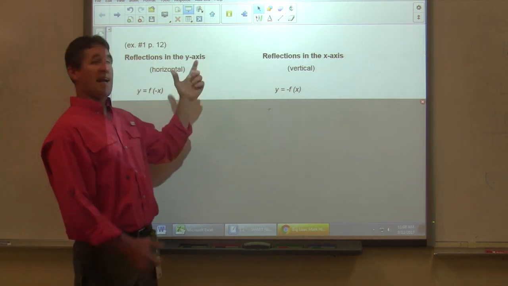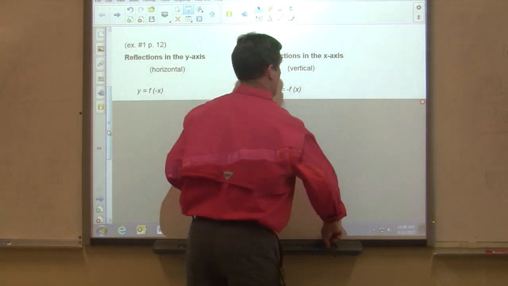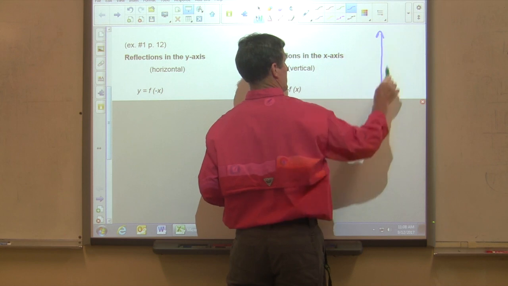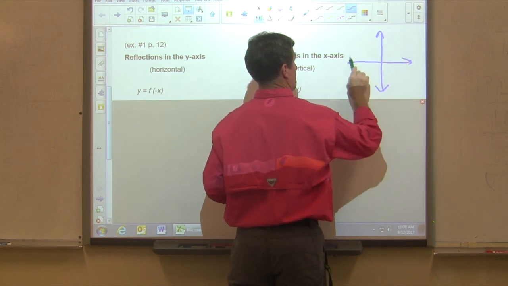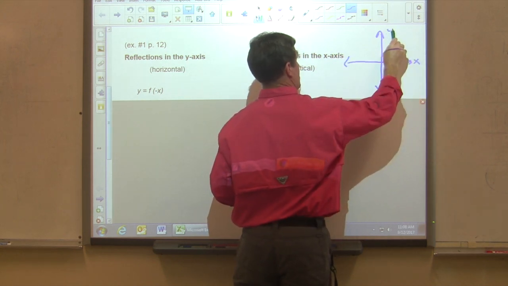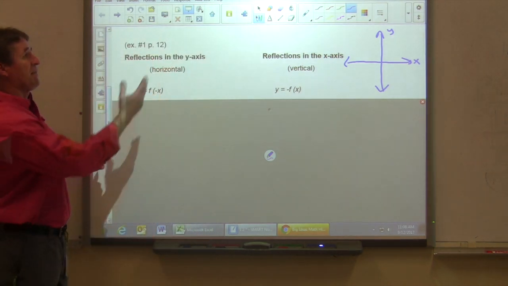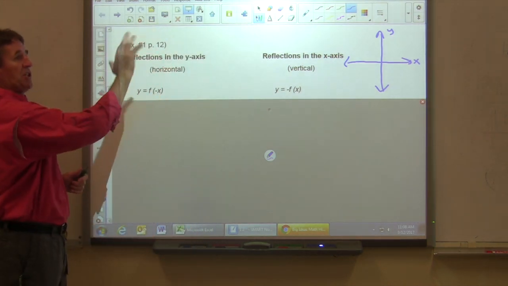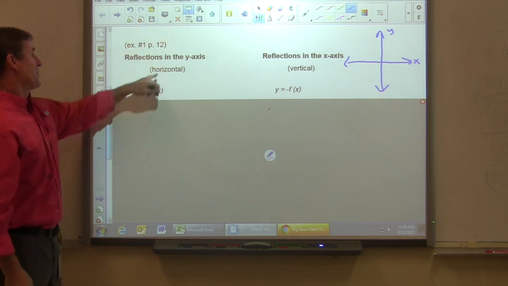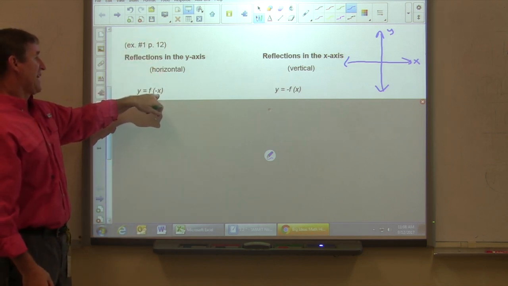Reflections can be in the y-axis. We can reflect it if we've got a graph. This is our x-axis and this is our y-axis. So if we reflect in the y-axis, that means we're going to reflect it left and right, which is horizontal. So again, that affects just the x.